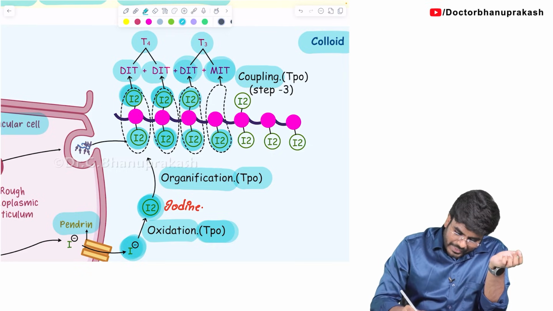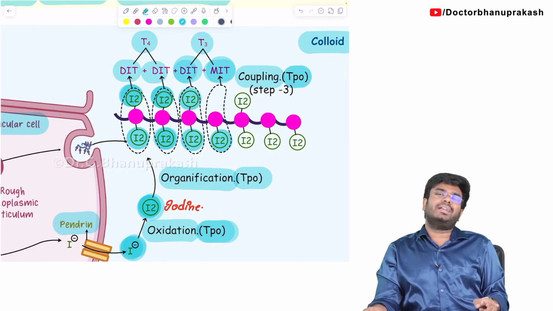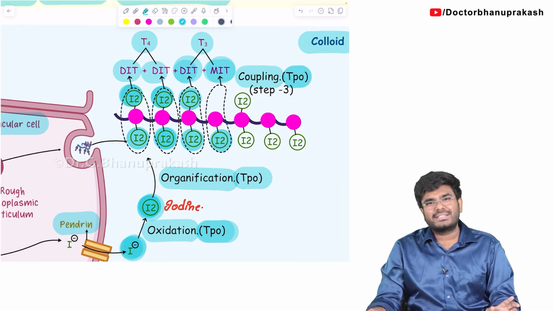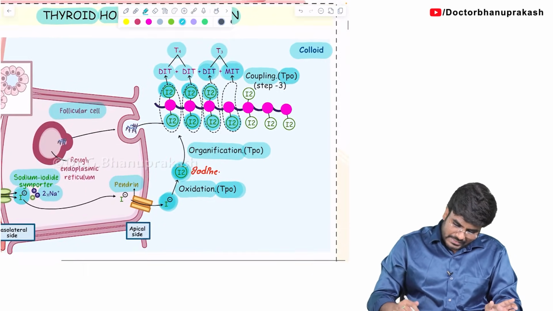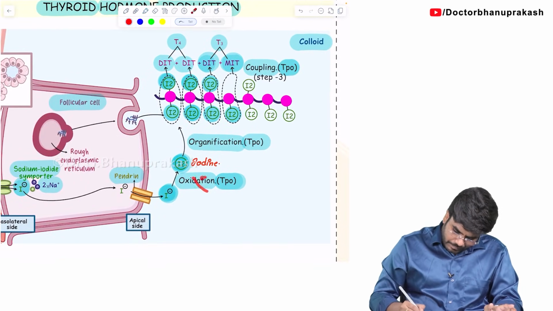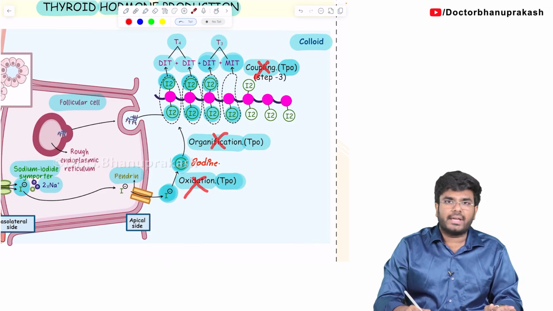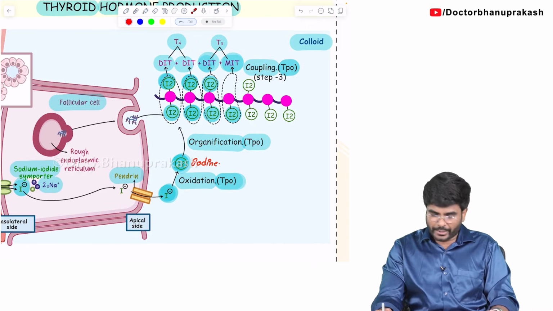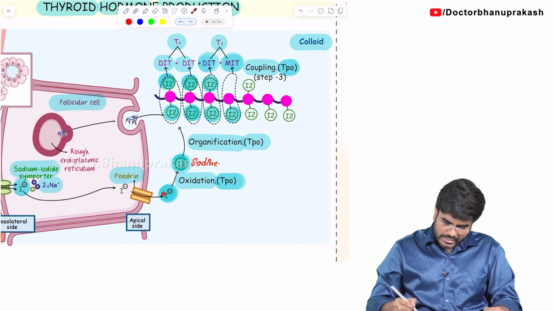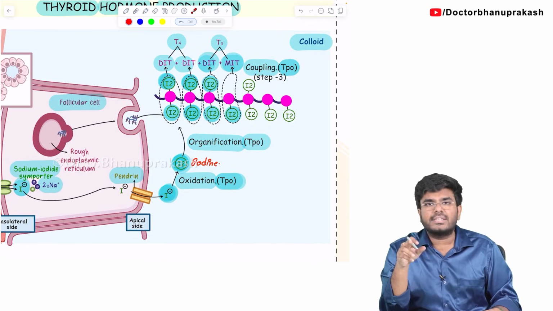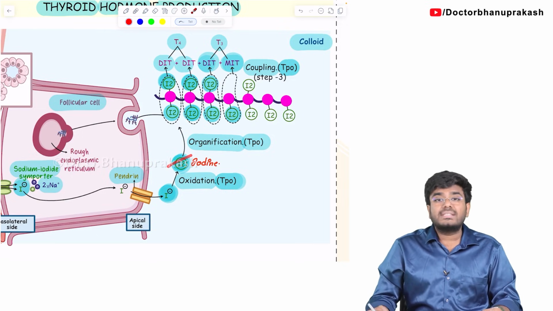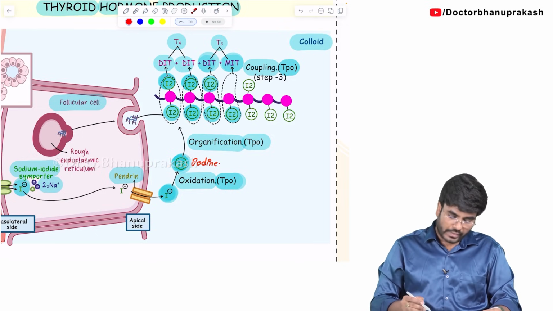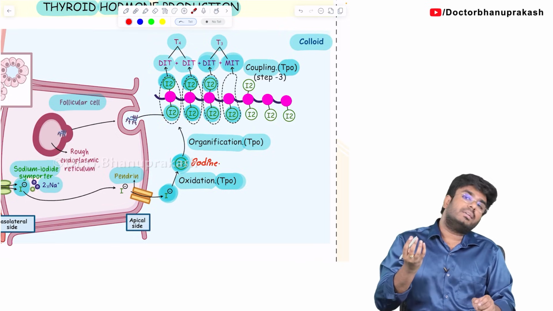So even this coupling reaction is mediated by the same friend, same enzyme, thyroid peroxidase. So can I say something like this? The oxidation, organification and coupling reaction all are mediated by the same enzyme called thyroid peroxidase. So now tell me, what exactly is oxidation, guys? Oxidation is the conversion of the I- into I2. What is organification? Organification is the binding of the iodine to the tyrosine.